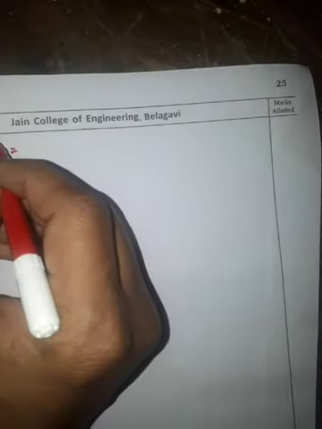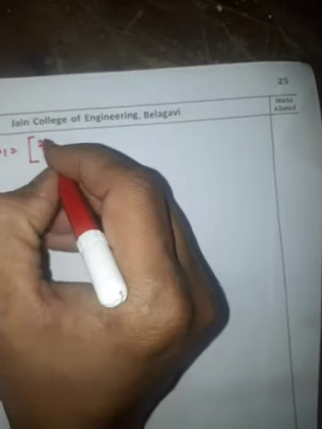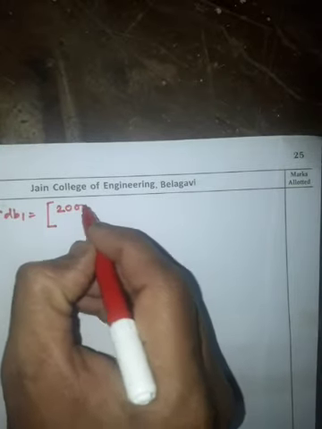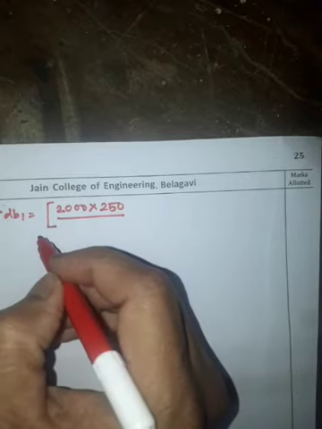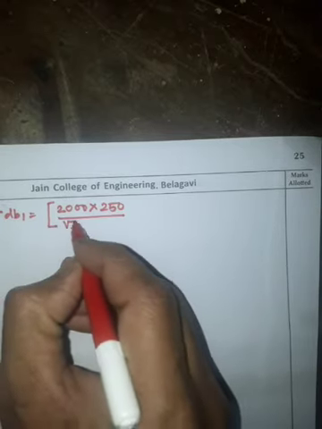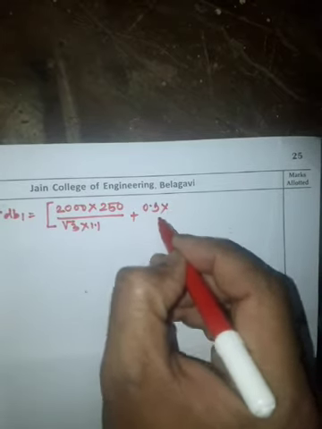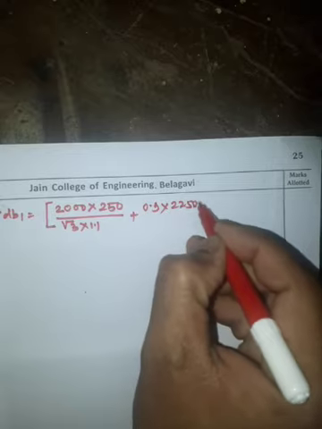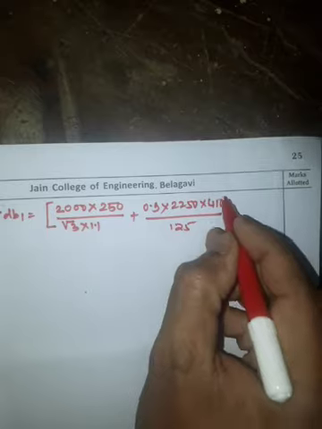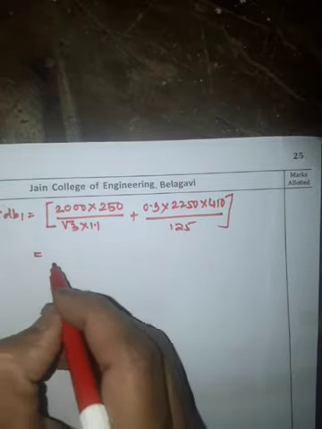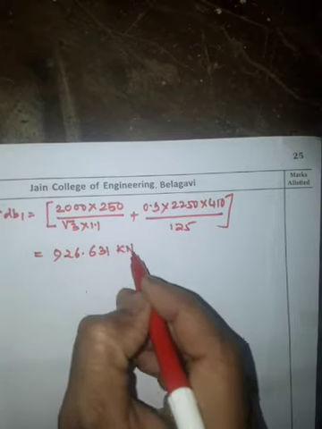TDB1 is equal to, in the formula, AVG, so 2000 into Fy 250 divided by root 3 into 1.1, plus 0.9 into 2250 into 410 divided by 1.25. So this value we get as 926.631 kilonewton. That is TDB1.